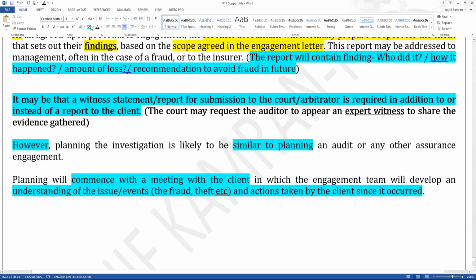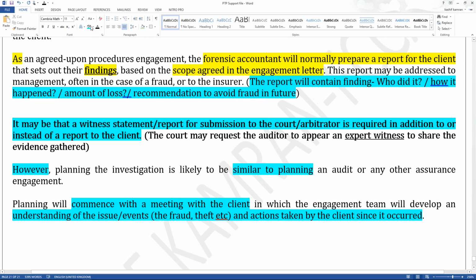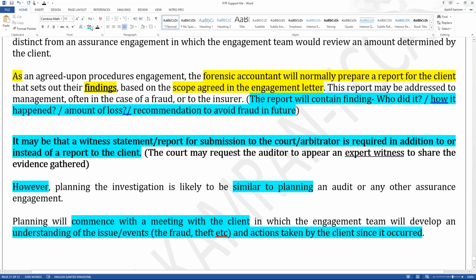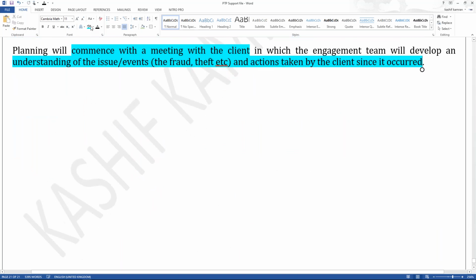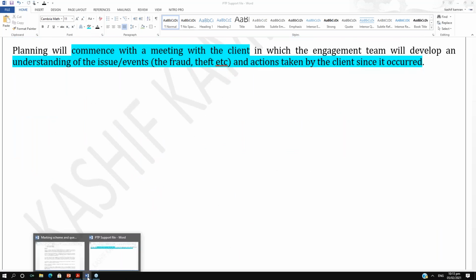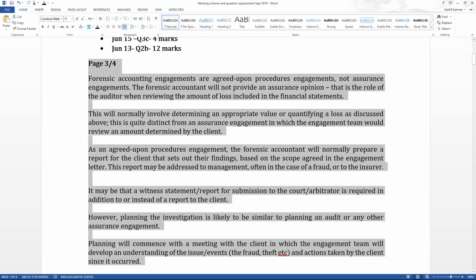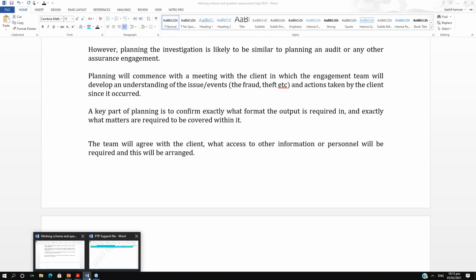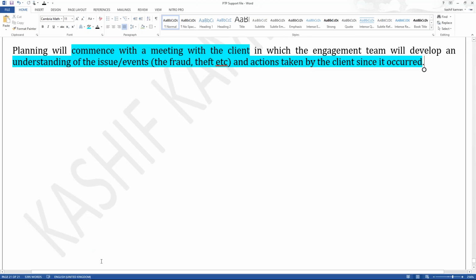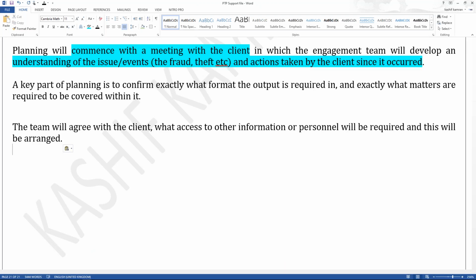So we covered lots of aspects about forensic, which I will summarize quickly before we start with the past paper. Okay, moving on to the next aspect. The next 2 points, which are important, are from page number 3 and page number 4 of the main file. Okay, let's read the next 2 points.